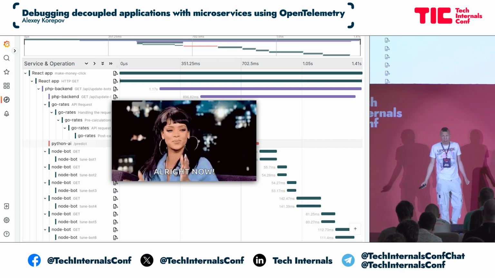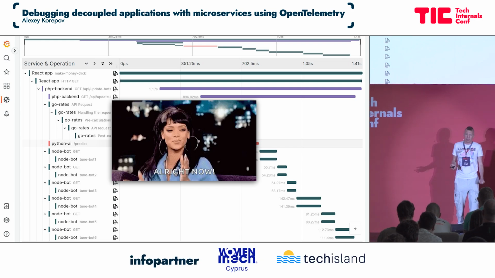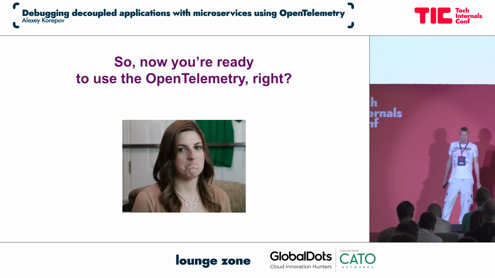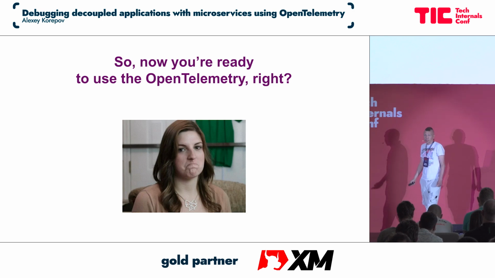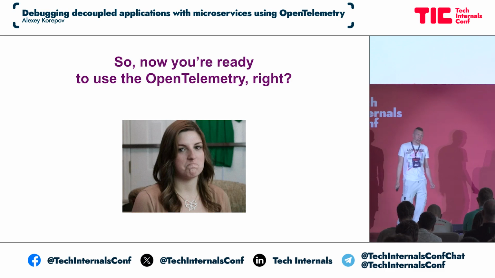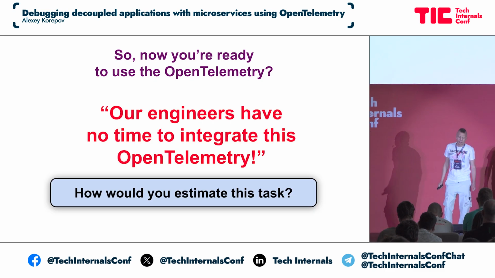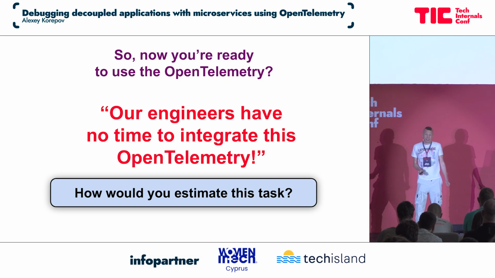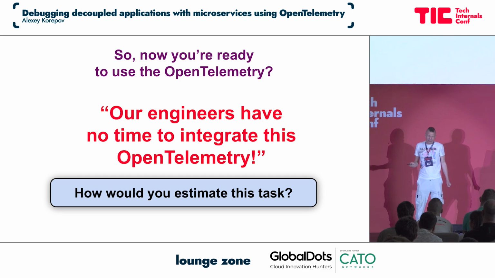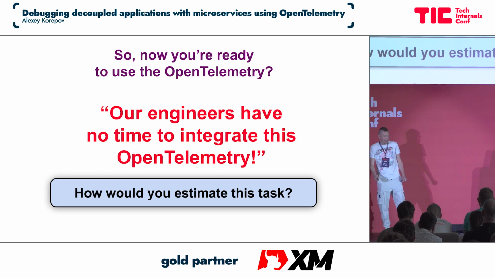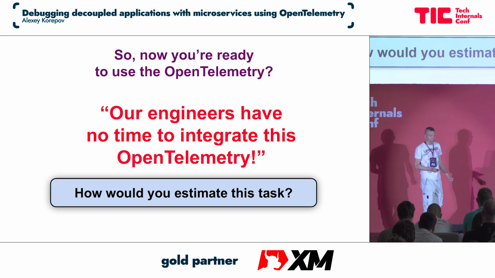And that's it. We already resolved 2 problems without bothering any senior level engineers, just the support engineer and the Node.js programmer. And I think now you are ready to use OpenTelemetry in your project, right? But actually, I think no. Because, as usual, your programmers have no time to integrate OpenTelemetry. They have a lot of other tasks that are urgent and the deadline is on fire, so they don't want to do anything else. But how would you estimate this task?